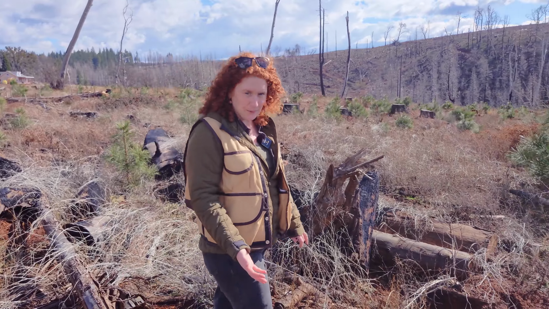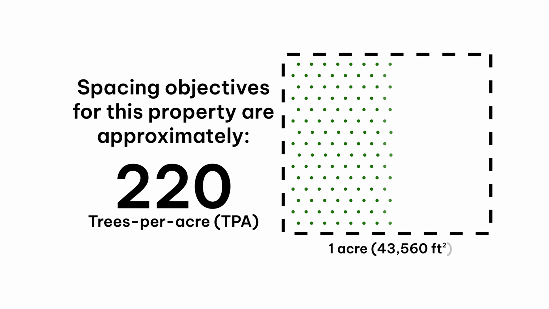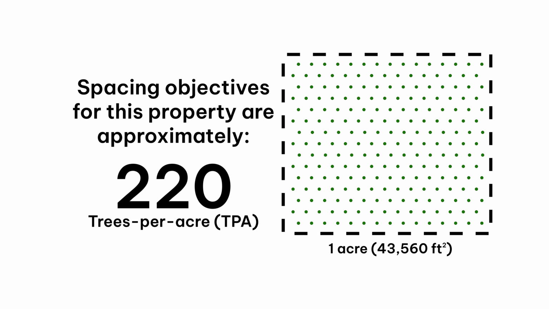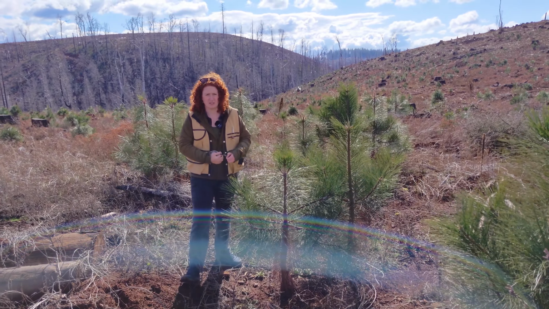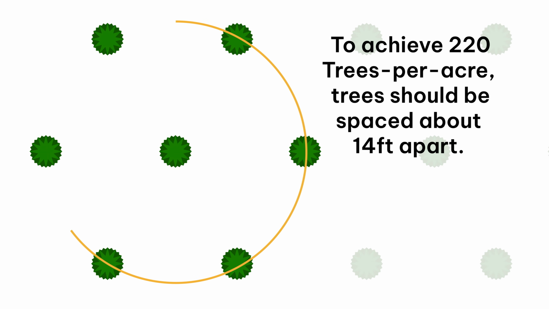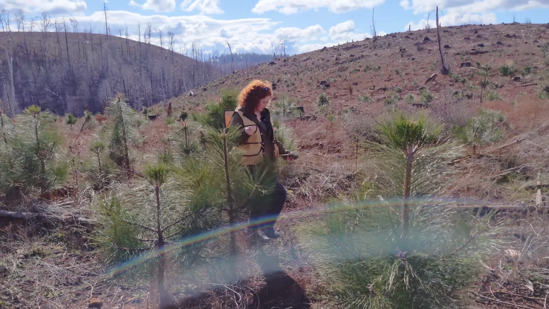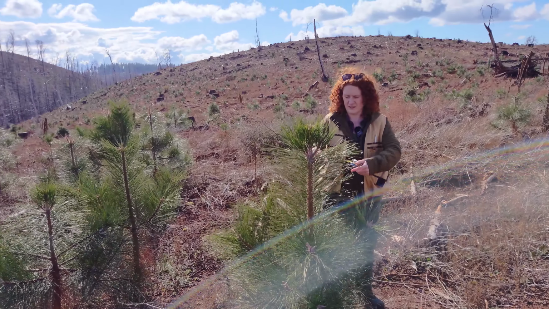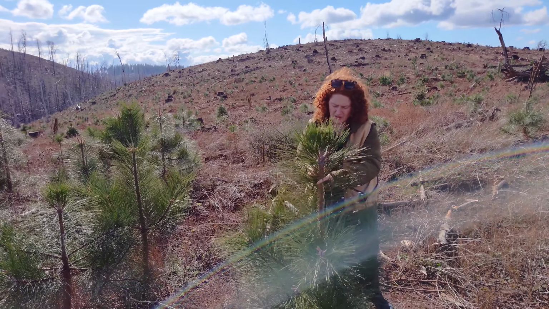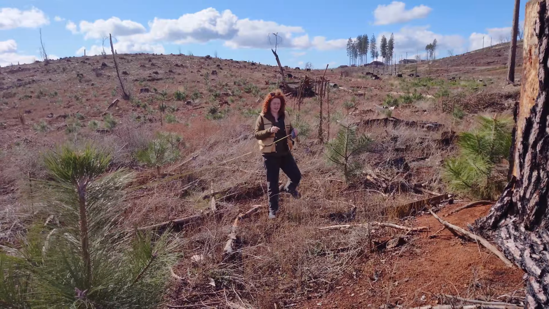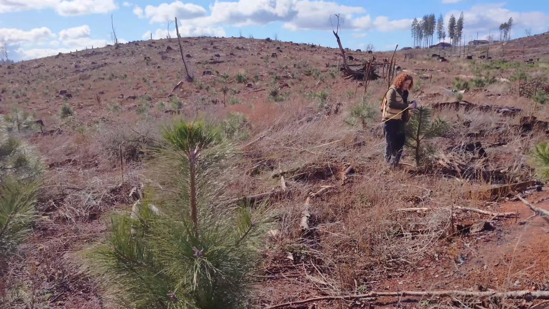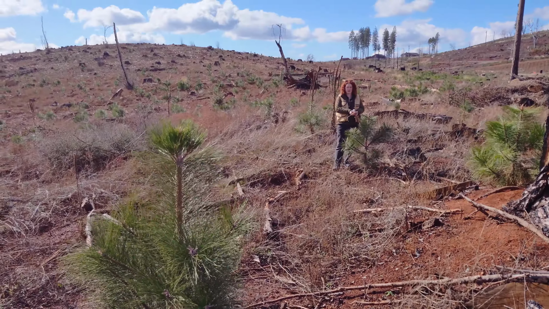The objectives on this property were to plant 220 trees per acre. One way to identify if you've met your objectives is to measure distance between trees. So for 220 trees per acre, you should see trees about 14 feet apart. So if I were to put my tape into this tree and walk 14 feet in any direction of this tree, I will see that I have met my objectives.